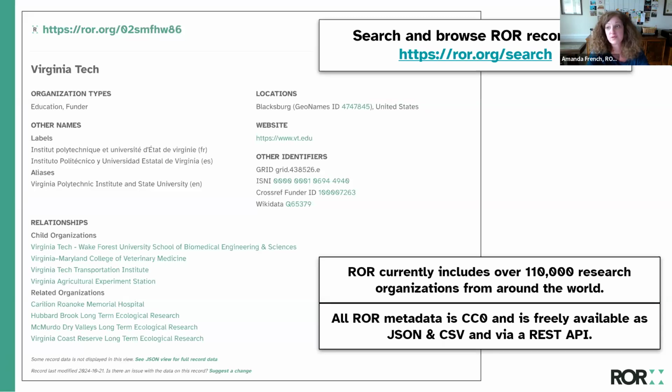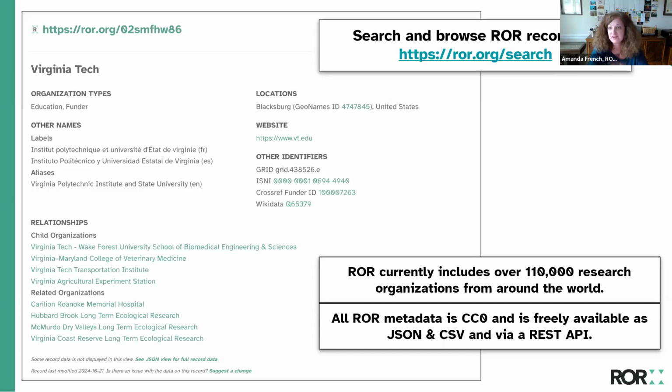And we'll be talking quite a bit about requesting changes to ROR records later on. The ROR registry currently includes over 110,000 research organizations from around the world, with new records continually being added and existing records continually being updated.